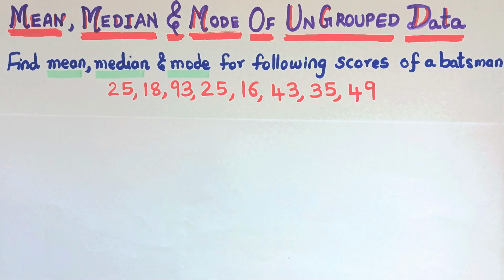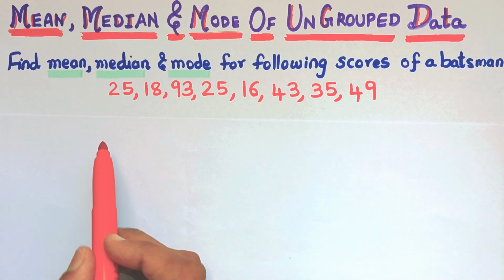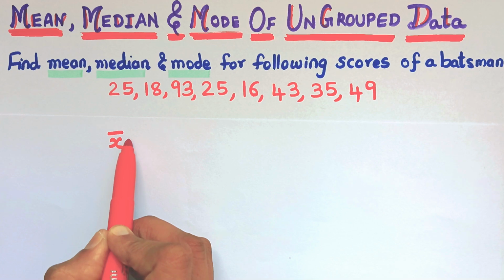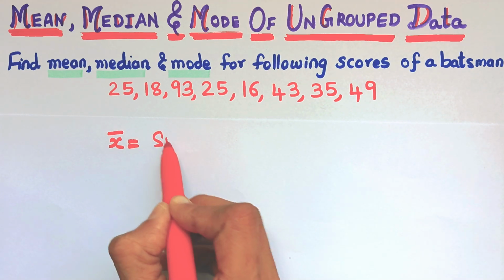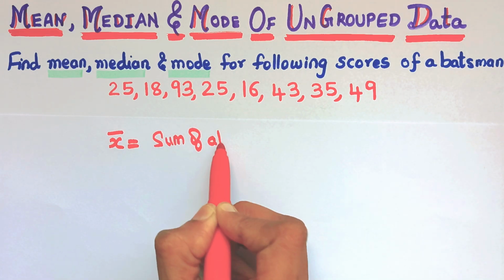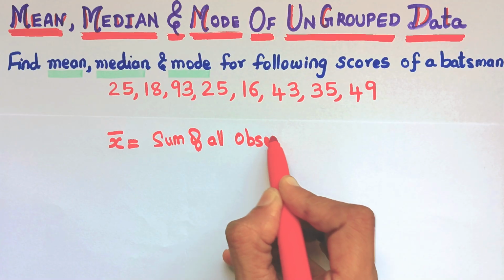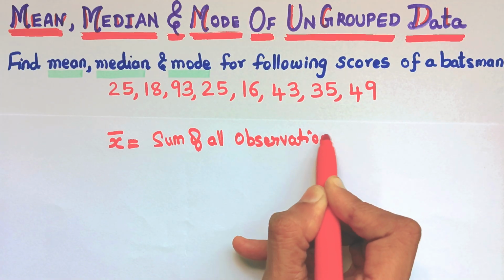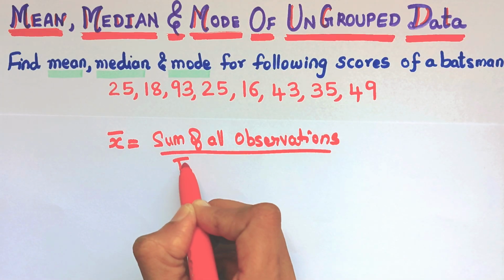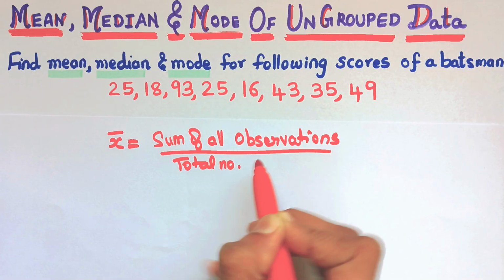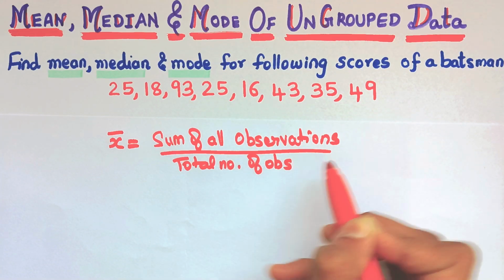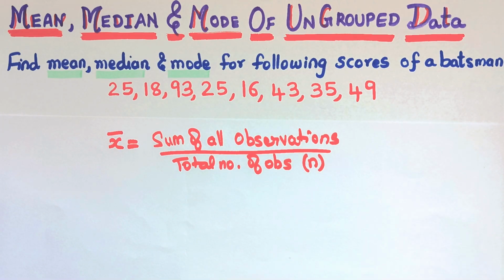So friends, what is meant by ungrouped data? Ungrouped data is the data that is collected in the original form, or it is also known as raw data. So the formula for calculating mean or average is denoted by x bar. It is nothing but sum of all observations divided by the total number of observations. So very simple formula. We denote the number of observations by n.